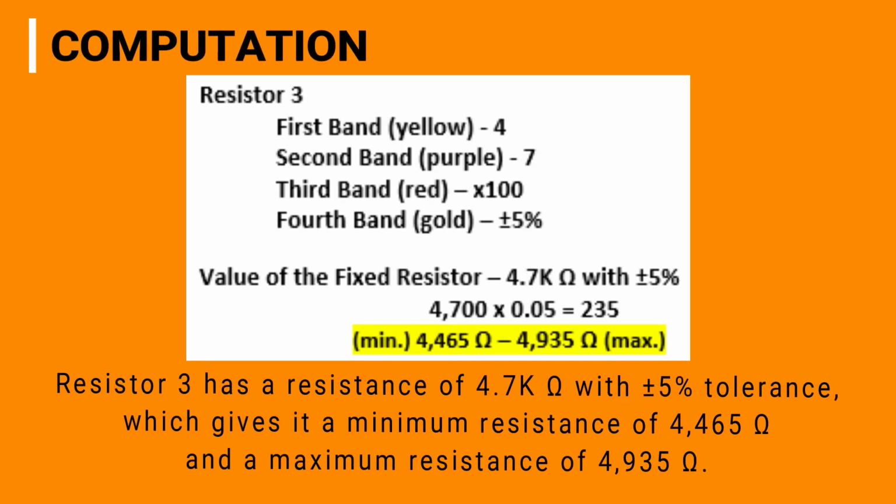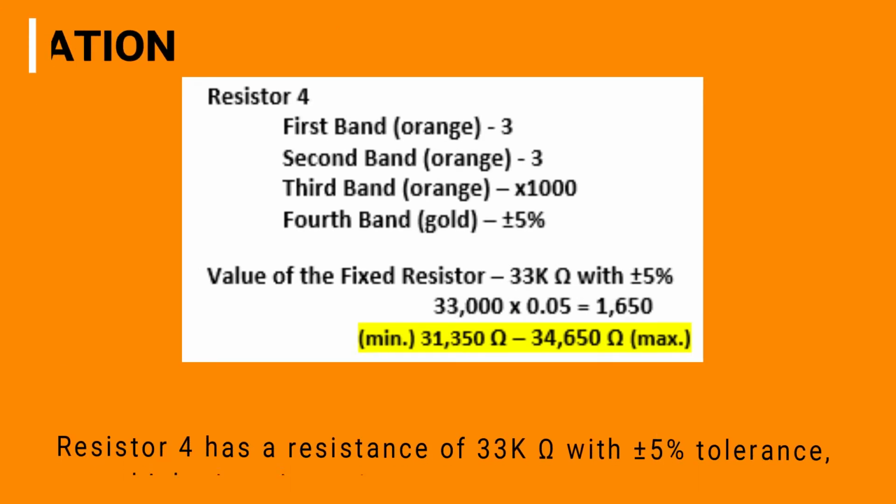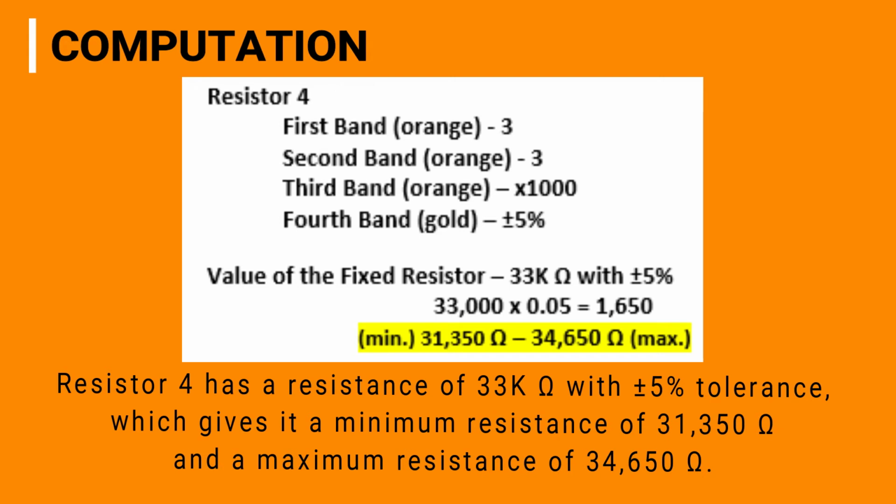Resistor 3 has a resistance of 4,700 ohm with 5% tolerance, which gives it a minimum resistance of 4,465 ohm and a maximum resistance of 4,935 ohm. Resistor 4 has a resistance of 33,000 ohm with 5% tolerance, which gives it a minimum resistance of 31,350 ohm and a maximum resistance of 34,650 ohm.